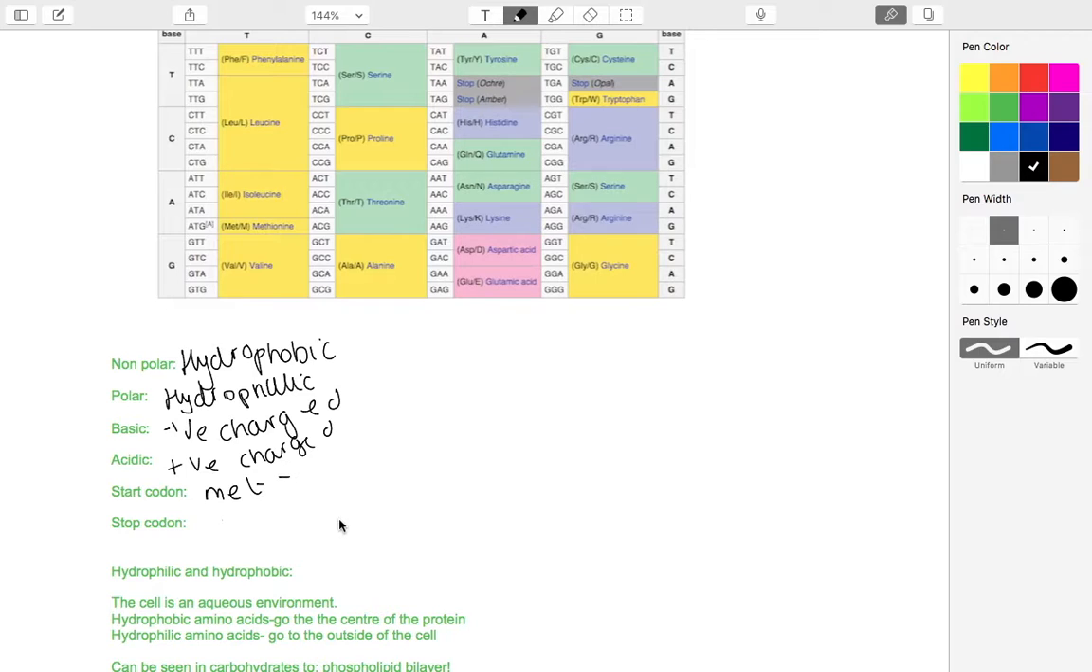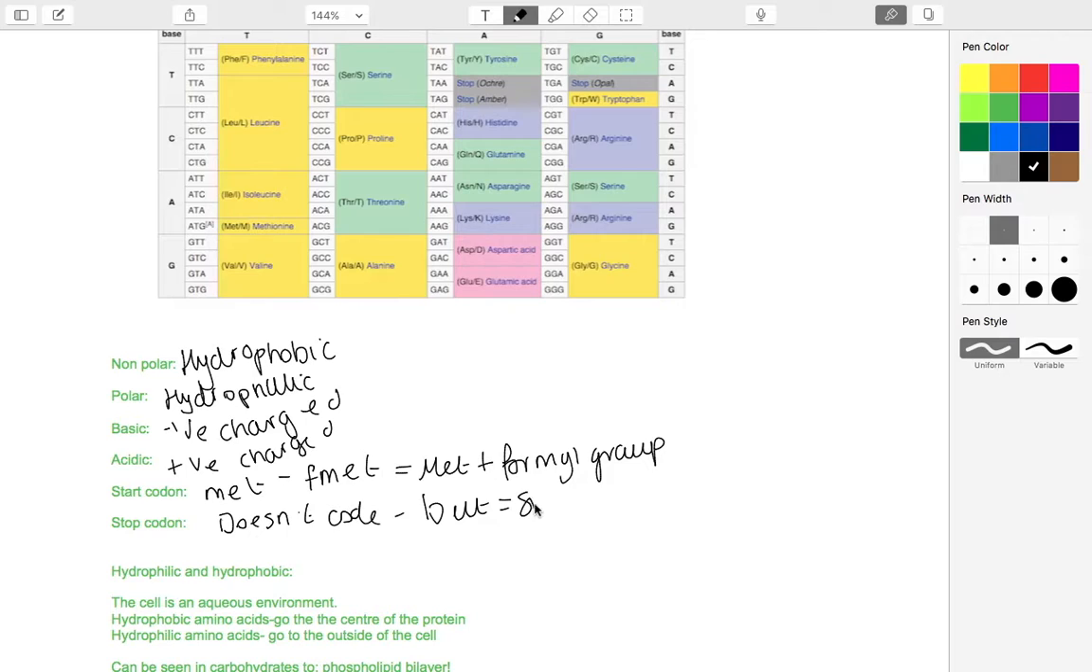And if you're a prokaryote, because you like to be slightly awkward, you've got F-met, which is simply methionine plus a formyl group. So methionine always starts, and even if you're a prokaryote, methionine still starts, but it just has a formyl group attached to it, okay? And a stop codon doesn't code for an amino acid, but it does tell it is time to stop.